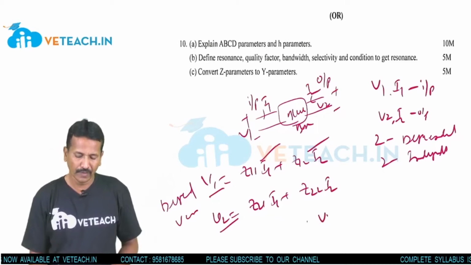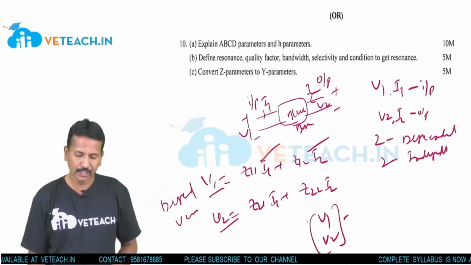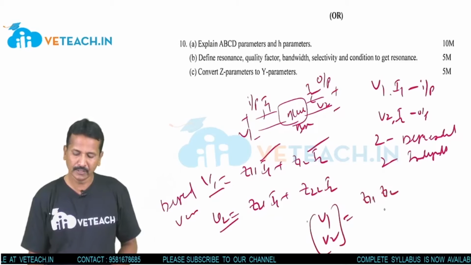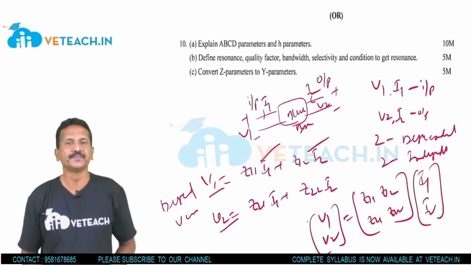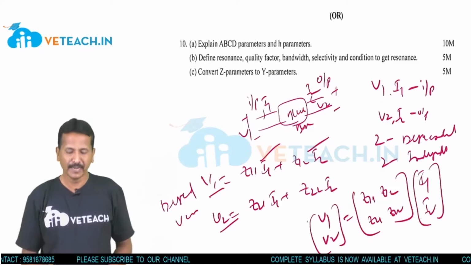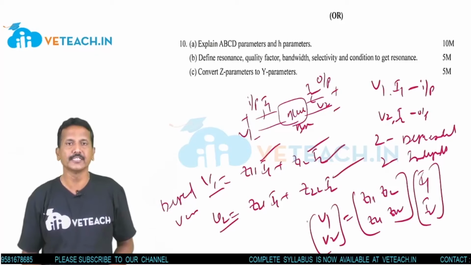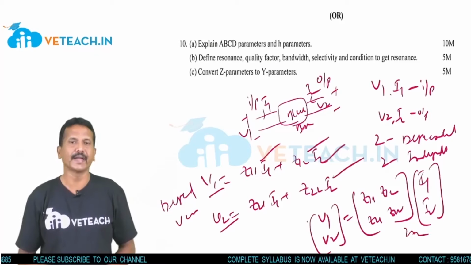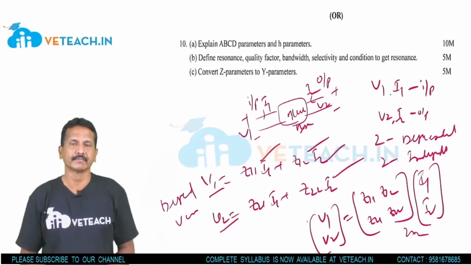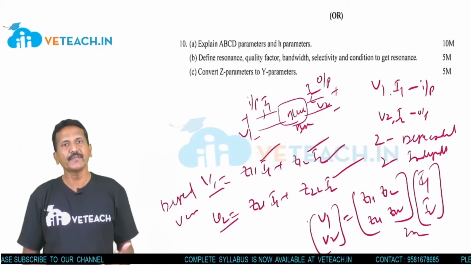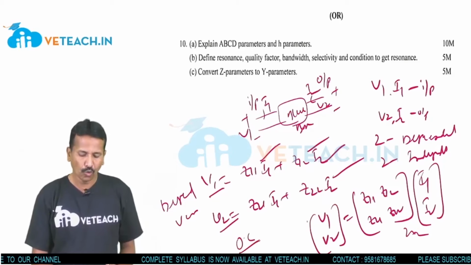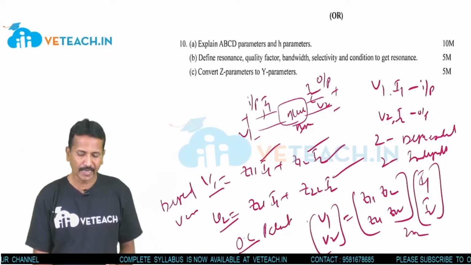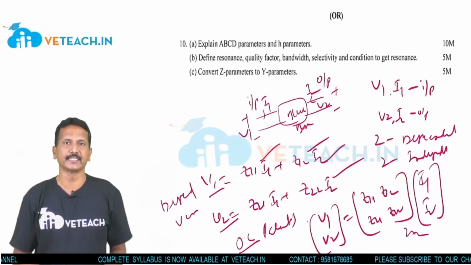So V1, V2 is equal to the matrix Z11, Z12, Z21, Z22 times I1 as well as I2. This is the basic notation and relation, and this is a 2 by 2 matrix, right? So Z parameters are in terms of voltage, and are also known as open circuit parameters. What are open circuit parameters?